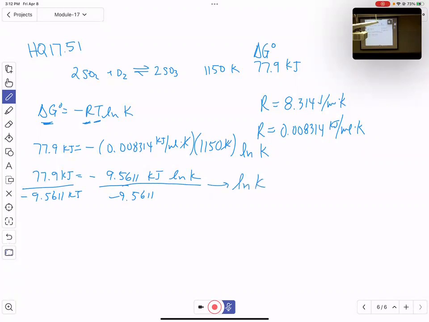The natural log of K equals, so 77.9 divided by that. Get a negative 8.14. And remember from when we were doing integrated rate law for first order, how we got rid of the natural log? E to the X equals ln of X. So E to the negative 8.14 is going to equal our K. So E to that, and I get 2.89 times 10 to the minus 4.